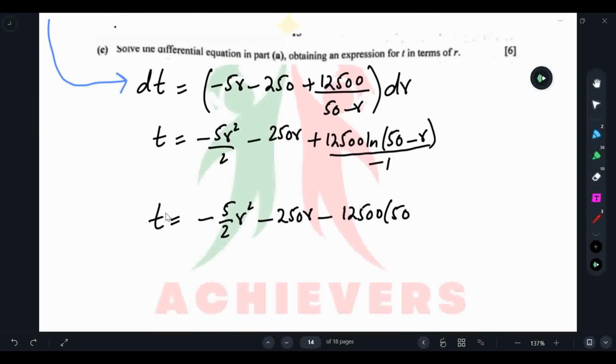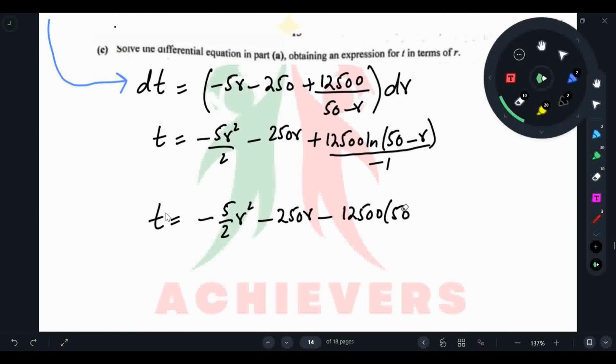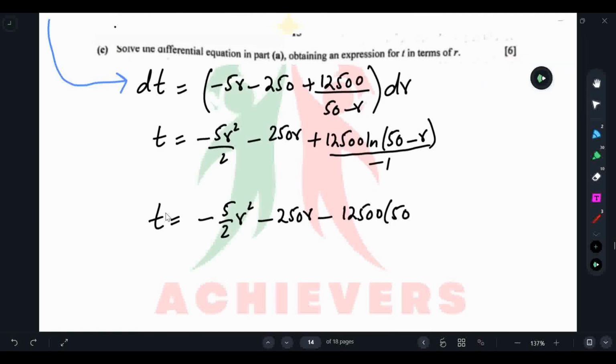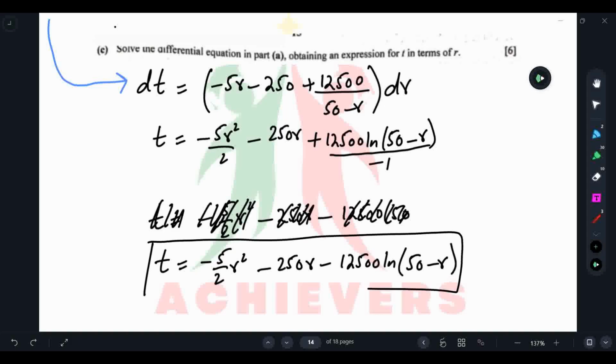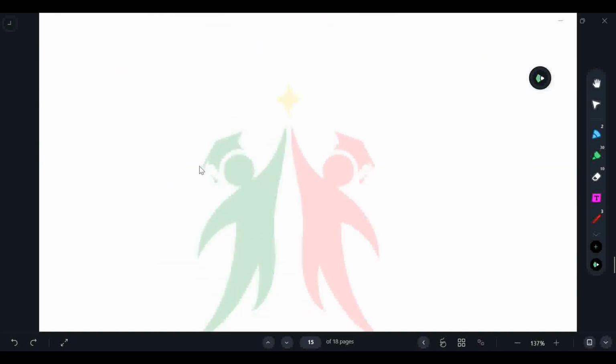So this should be natural log of... this will be, now t is equal to minus 5 by 2 r squared minus 250r minus 12,500 natural log of 50 minus r. So this will be the final answer for this question. If you have any question, you can ask it in the comment section. Let's move to the next one.